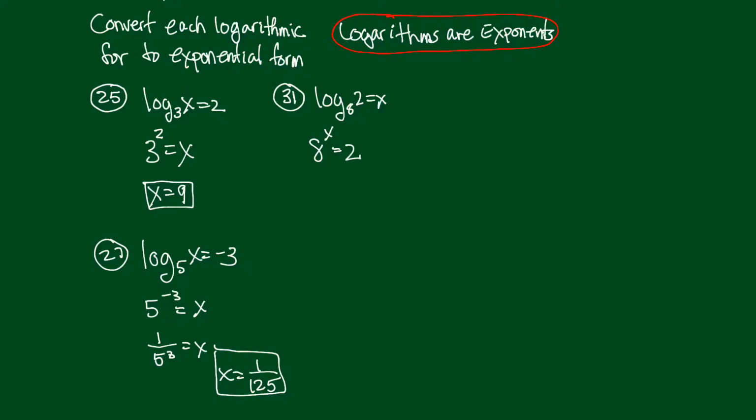So what root do you know? What would you do here? What root would you take of 8 to get 2, right? We just have to make an educated guess here. What root would you take of 8 to get 2? Turns out it's the cube root of 8 is 2. So the cube root, that is just 8 to the 1/3. So we're going to get x equals 1/3 here.